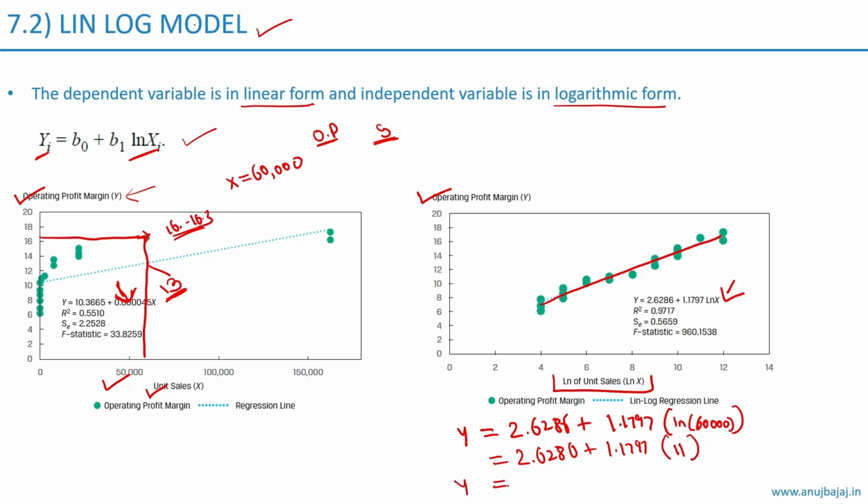So the dependent variable's value is 15.60. As you can see, the predicted value is very close to the actual value, which is somewhere between 16 and 16.3. So this is how we use the Lin log model to forecast the dependent variable.